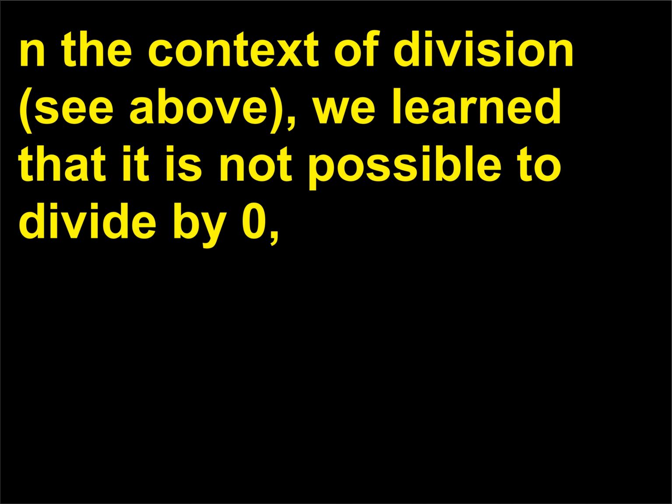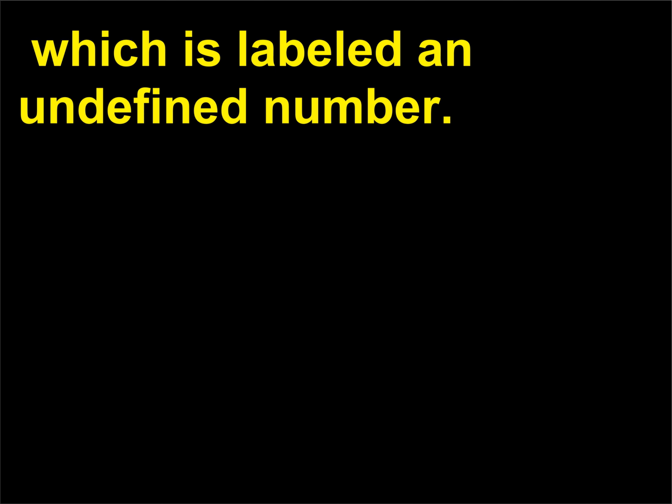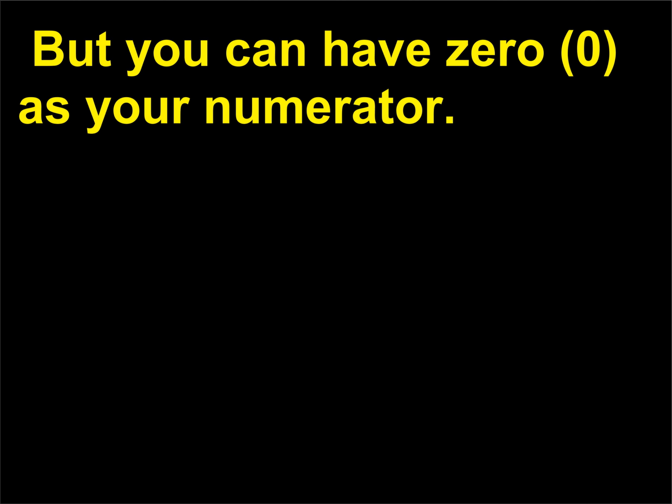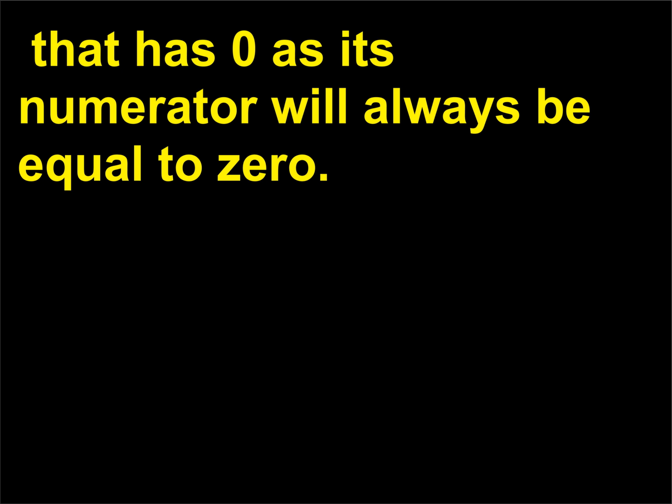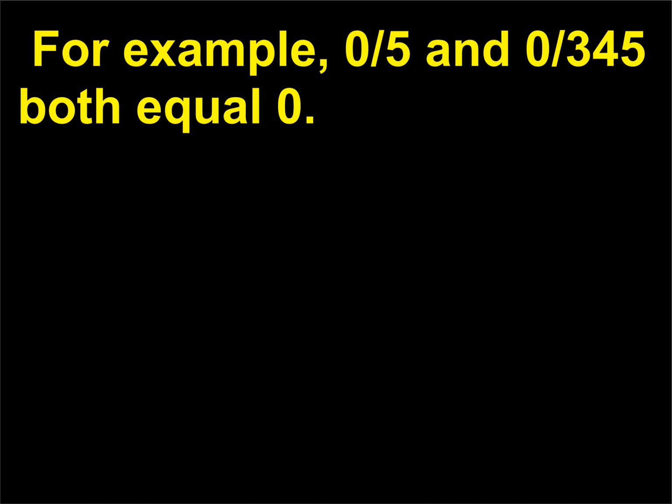In the context of division, see above, we learned that it is not possible to divide by 0, which is labeled an undefined number. But you can have 0 as your numerator, and any allowed fraction, one that doesn't have a 0 in the denominator, that has 0 as its numerator will always be equal to 0. For example, 0/5 and 0/345 both equal 0.